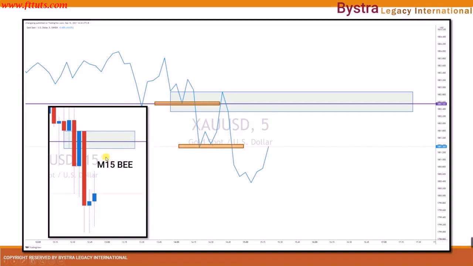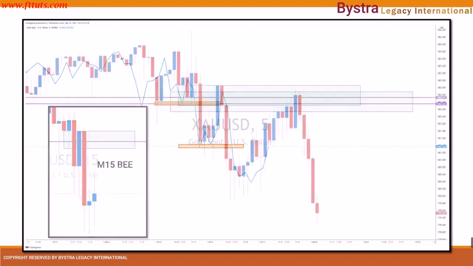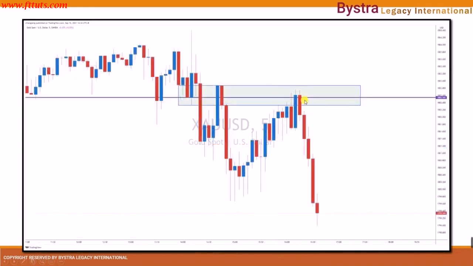So we go to the M15. We can see that this is a bearish engulfing. Okay, M15 bearish engulfing. This setup will be considered low risk. And then let's wait for the price to come back. Price comes back and continues on the downtrend.